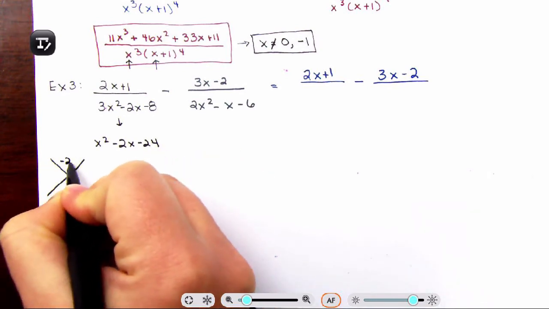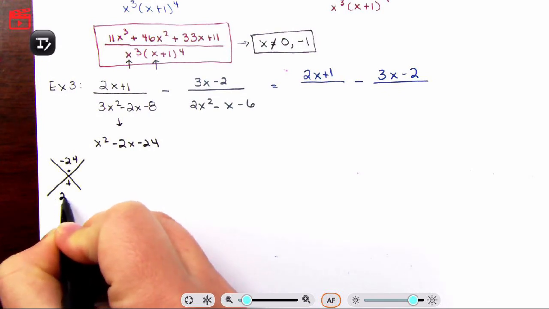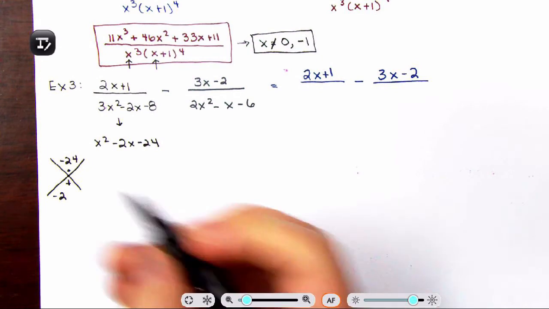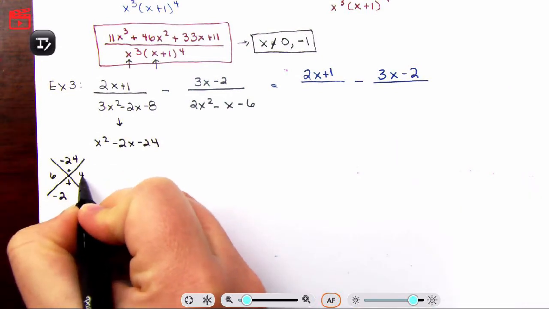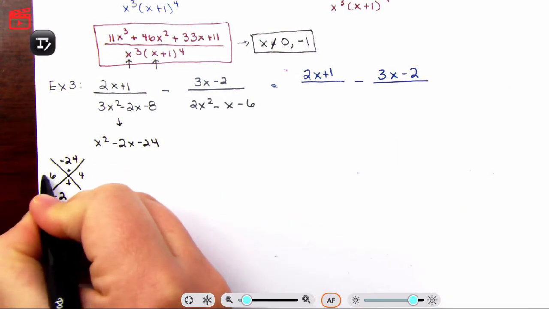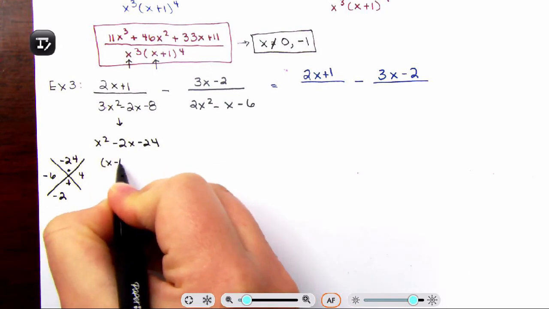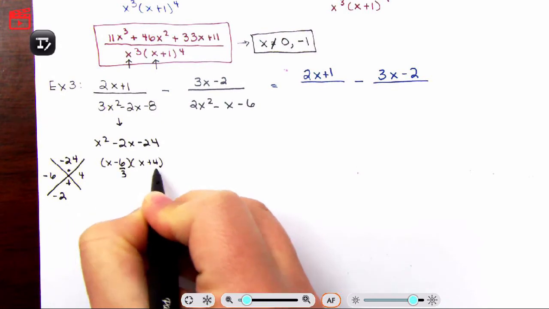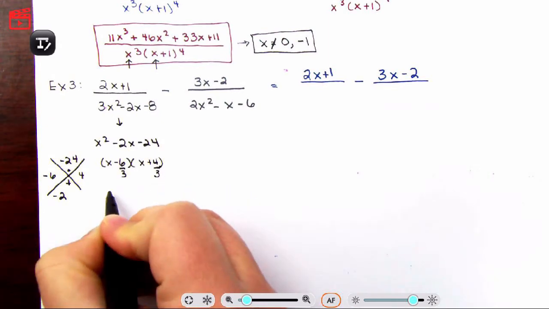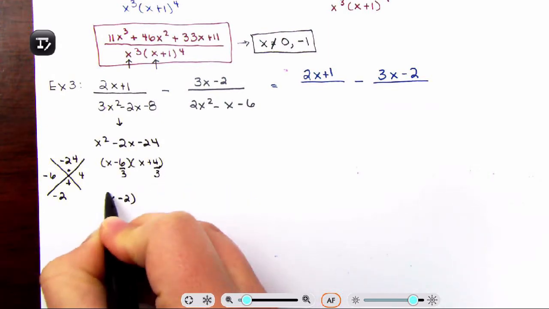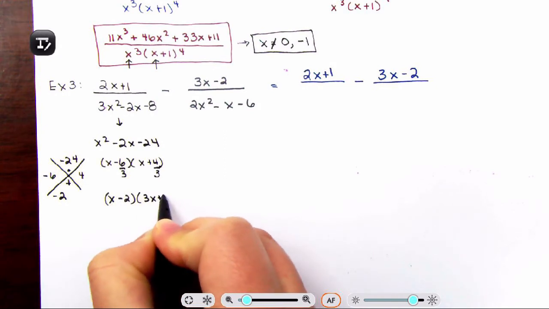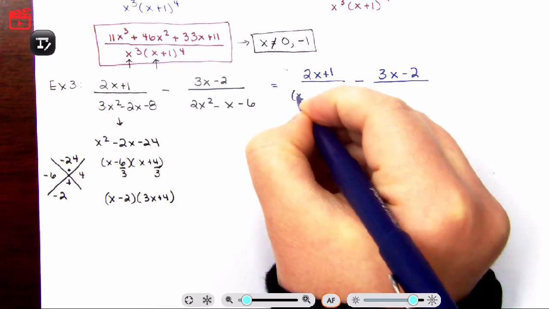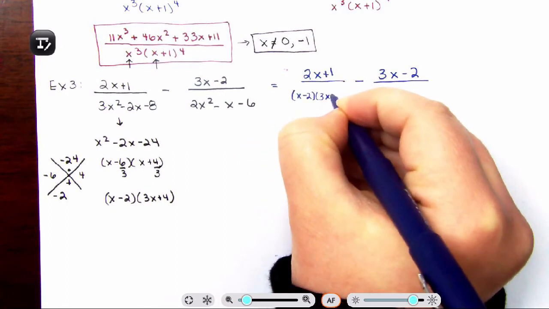Two things that multiply to 24 but add up to -2. I am thinking 6 times 4. 6 times 4 is 24, but I need a negative, and I need a negative 2, so I'm going to do x minus 6 and x plus 4, but that is not what we have. We have a 3 as our leading coefficient. So I have x minus 2 times 3x plus 4. So that is my factors. So I'm going to write that here, x minus 2 times 3x plus 4.